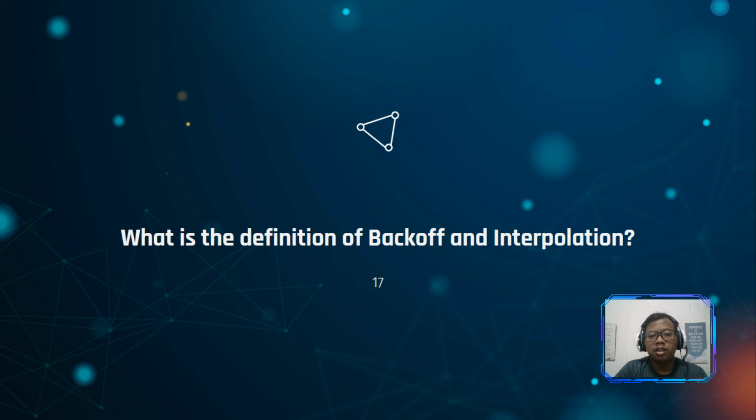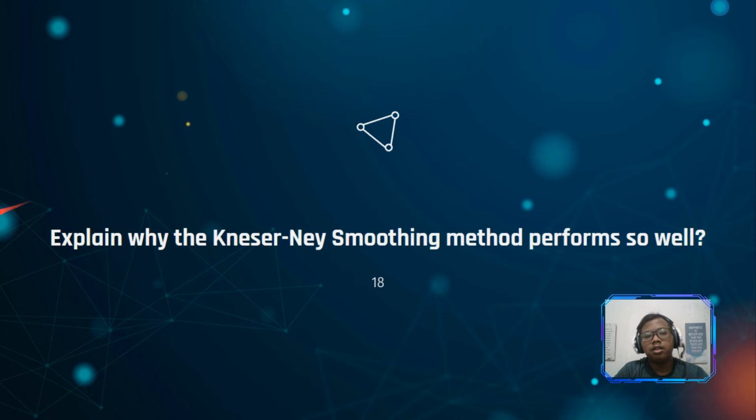So the next question is, explain why the Kneser-Ney smoothing method performs so well. I have found the Kneser-Ney smoothing method performs so well because of the modified backoff distribution that Kneser-Ney smoothing employs. Kneser and Ney have introduced an extension of absolute discounting where the lower order distribution that one combines with a higher order distribution is built in a novel manner.